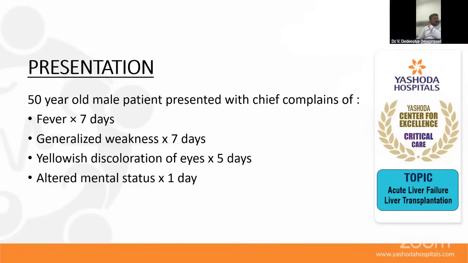Good. What about pregnant females? What can they have, acute liver failure? Yes, sir. Acute fatty liver of pregnancy can be there, or HELLP syndrome can also be there. So that's the importance of gender as well.